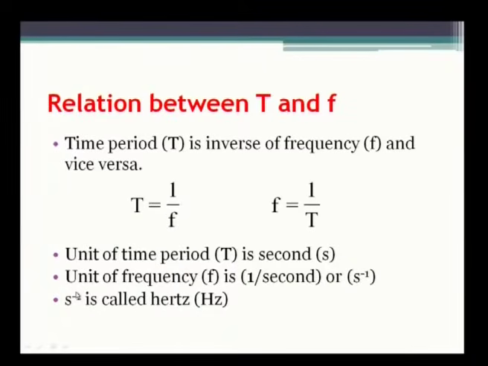Time period is measured in second and the frequency is measured in per second, second power minus 1. For second power minus 1, we have a new unit called hertz. Let us have a look at the units. The unit of time period is second, and the unit of frequency is per second or second power minus 1. The second power minus 1 is also called hertz in honor of the scientist Hertz, who first developed the electromagnetic oscillations.